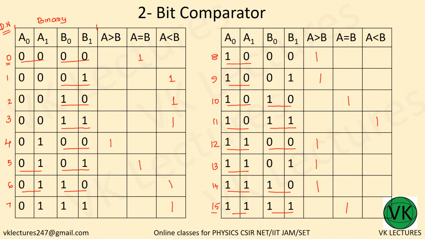Okay, so a greater than b for 8, 9, 12, 13, 14. That is a greater than b. Okay, now our truth table is completed. Now we need to do the k-map for a greater than b, a equal to b and a less than b.